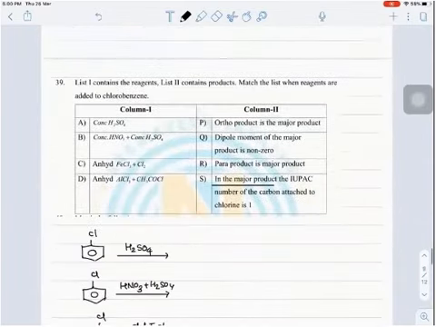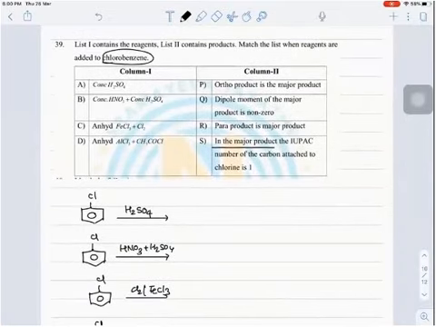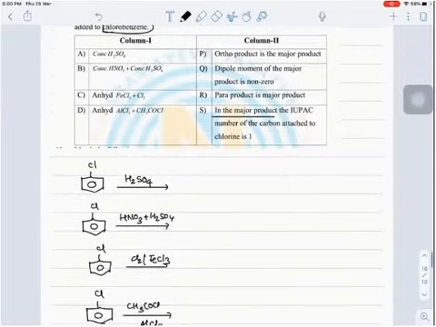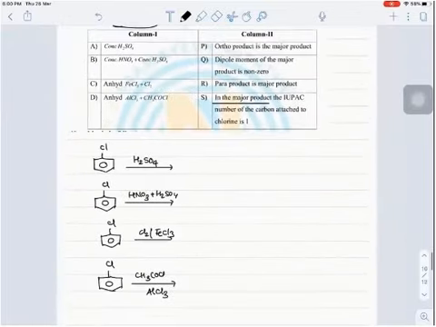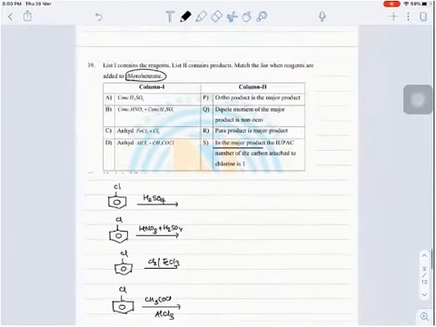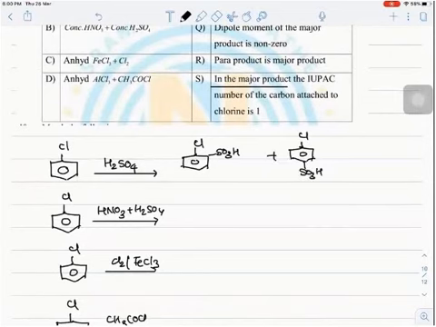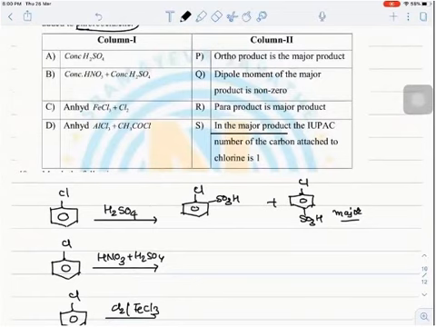Next, question number 39. Chlorobenzene is given, and it is subjected to different reactions. The nature of the products and properties of the products is asked. Chlorobenzene, Cl is ortho-para directing. So the products obtained in the reaction are Cl with SO3H, ortho, plus Cl with SO3H, para. Now this is the major product here. Ortho is the major product, so it is incorrect for P.